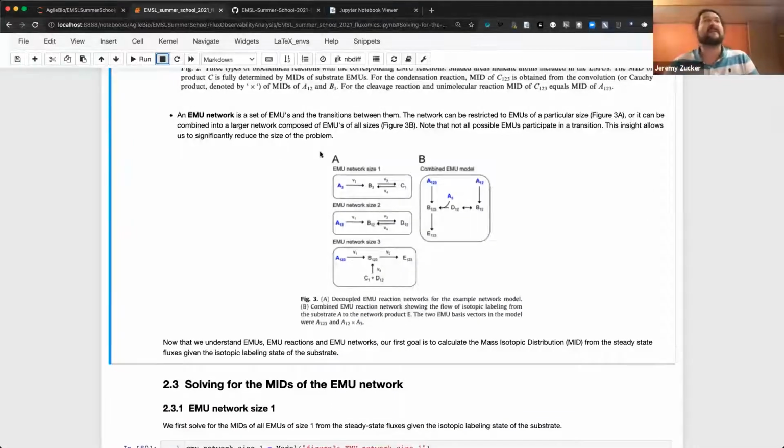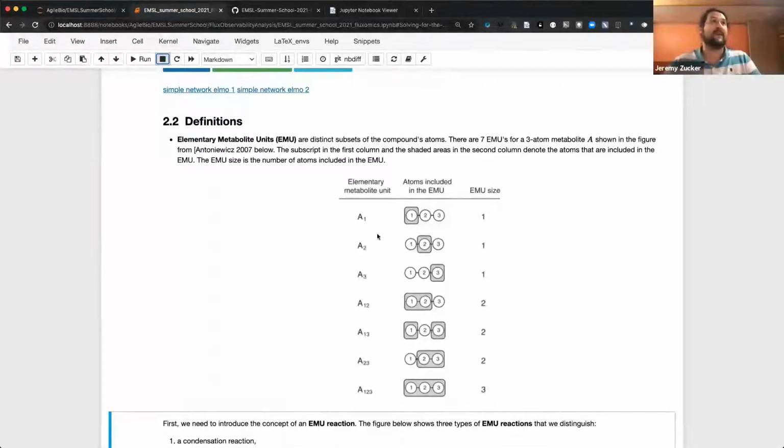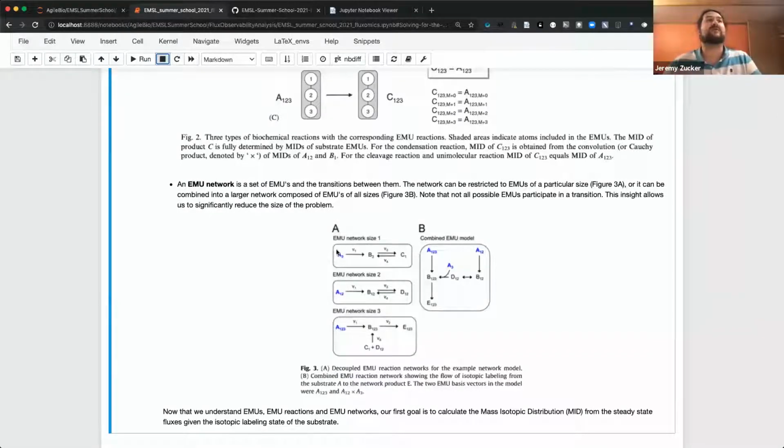And what's cool about these EMU networks is that they decompose according to the size of the EMUs. So as I mentioned beforehand, we can have EMUs of size 1, size 2, or size 3 for a 3-atom molecule. And I can take all of the size 1 EMUs and build a network from them. Then I can take all the EMUs of size 2 and build a network from them. And then I can take all the size 3 EMUs, and build one from them.